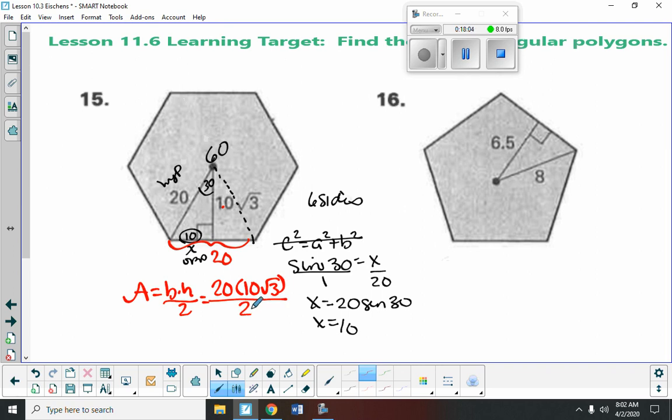20 times 10 times the square root of 3. This is a times between there, folks. And we'll hit equals and then divided by 2. That gives us 173.2. And that's the area of this triangle. And if we have 6 sides, that would mean there are 6 triangles. So we have to multiply by 6 to get our final answer. So we get 1,039.2, and that would be area, so it's units squared.